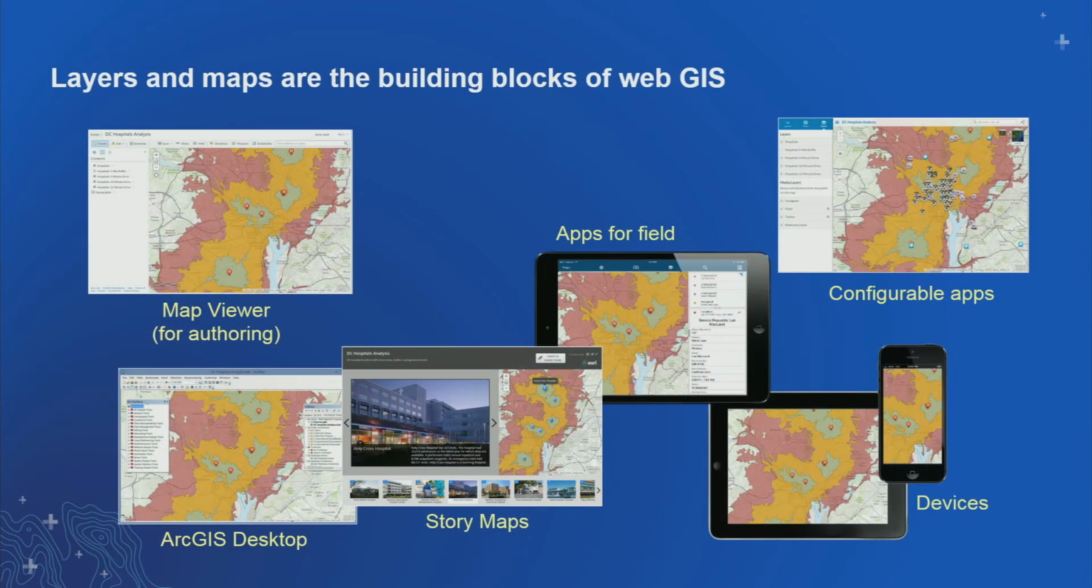So layers and maps are the building blocks of WebGIS. A great web app always has great layers and great maps. So you can think of it as layers go into maps, and then maps go into applications.